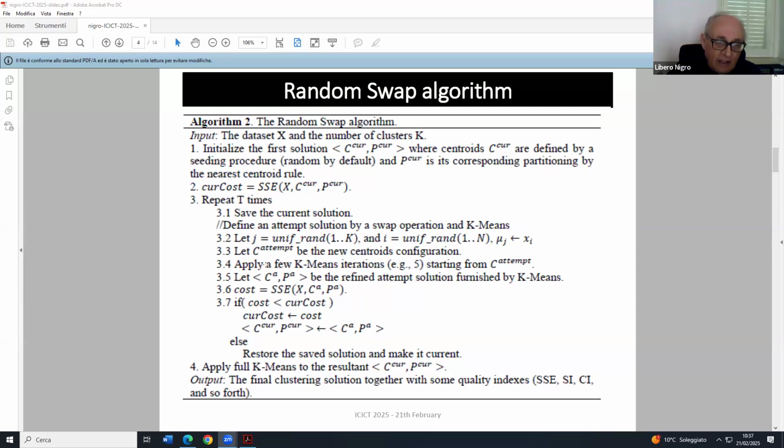We evaluate the new solution with a few iterations of k-means, and then if the cost, which is normally the sum of squared error cost, is improved, we take the new solution as the current one for the next iteration. What is interesting to recall is that random swap proves very interesting in practice because it is able to approach a solution close to the optimal solution.